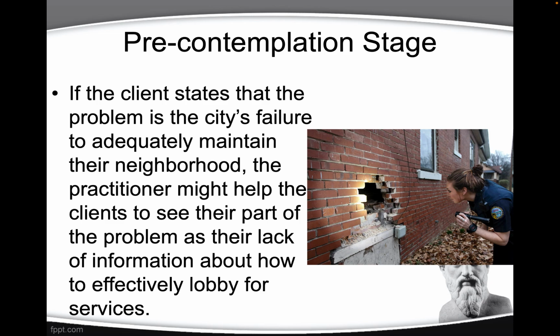If the client states that the problem is the city's failure to adequately maintain their neighborhood, the practitioner might help the client to see that they're part of the problem as their lack of information about how to effectively lobby for services.